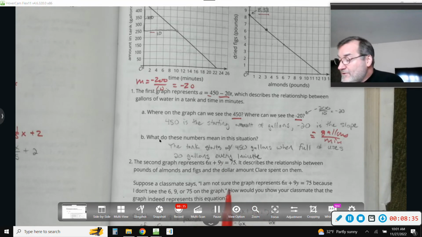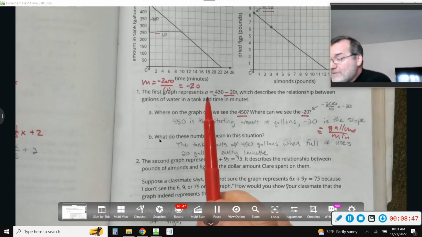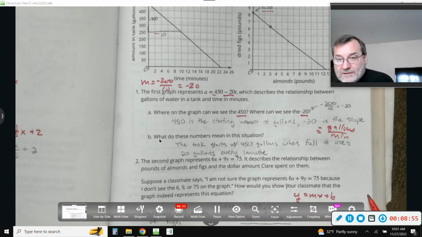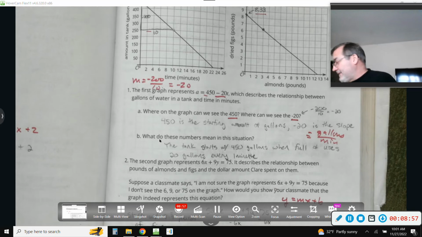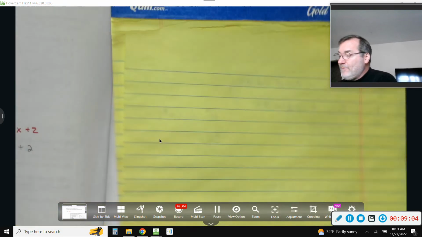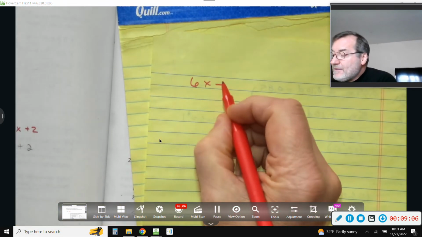Suppose the classmate said, I'm not sure the graph represents 6x plus 9y because I don't see the 6, 9, or 75 anywhere on the graph. All right. So we can take this and put it back into a form that looks like this. We need to make it look like y equals mx plus b. And we can solve for a lot of stuff. Okay? So let's look at that. So what I want to do is take 6x plus 9y equals 75.